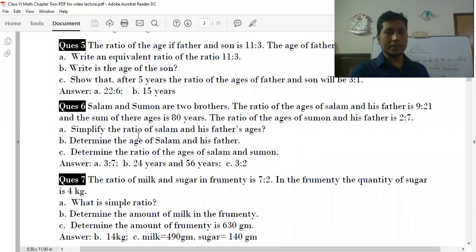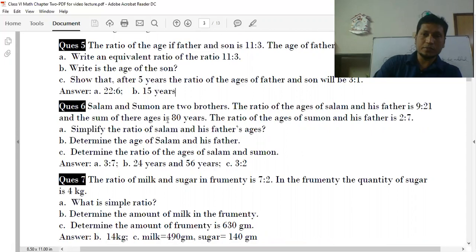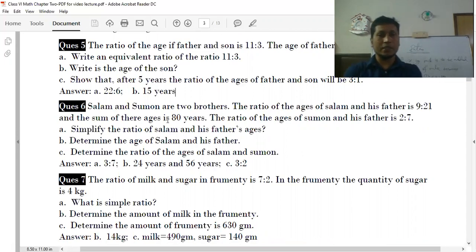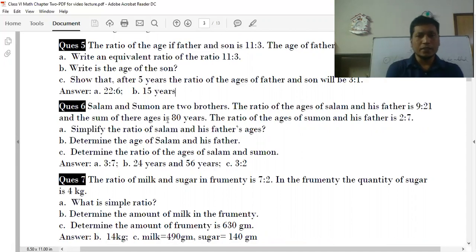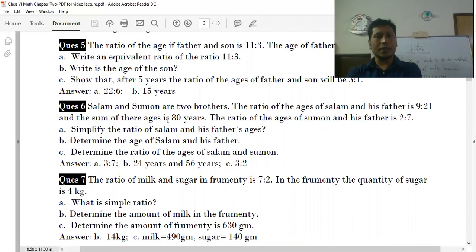Another maths says Salam and Shumon are two brothers. The ratio of the ages of Salam and his father is 9:21, and the sum of their ages is 80 years. As the math is related to father and son. Okay, the ratio of the ages of Shumon and his father is 2:7. So simplify the ratio of Salam and his father. Very easy. Determine the age of Salam and his father. Also very easy. Determine the ratio of the ages of Salam and Shumon.